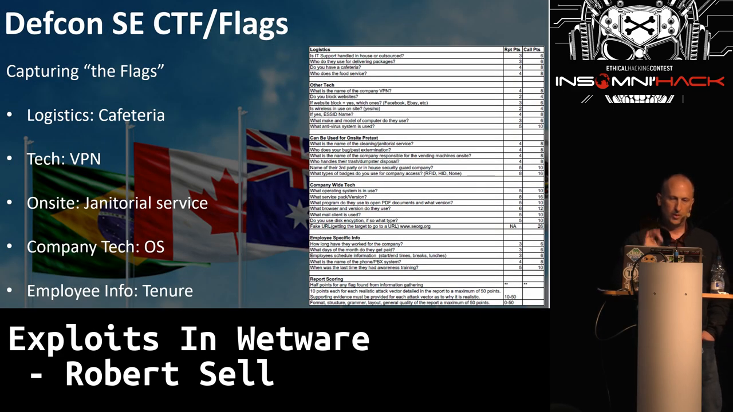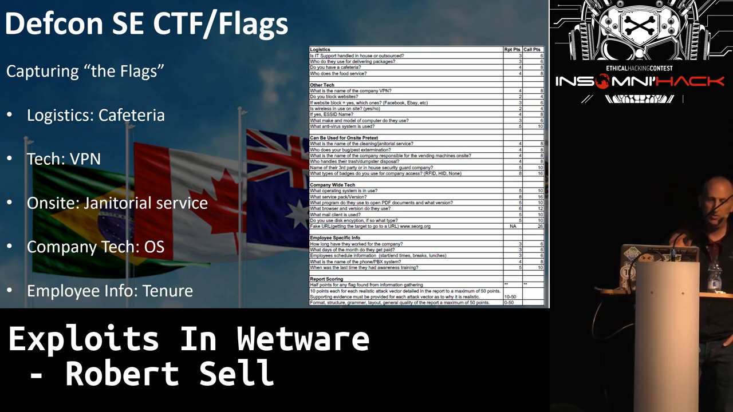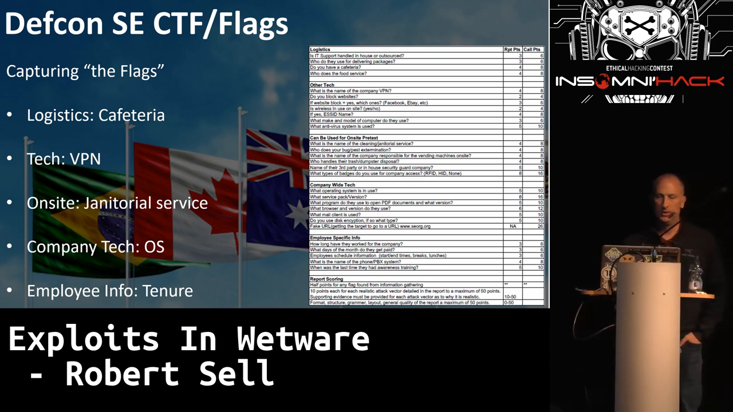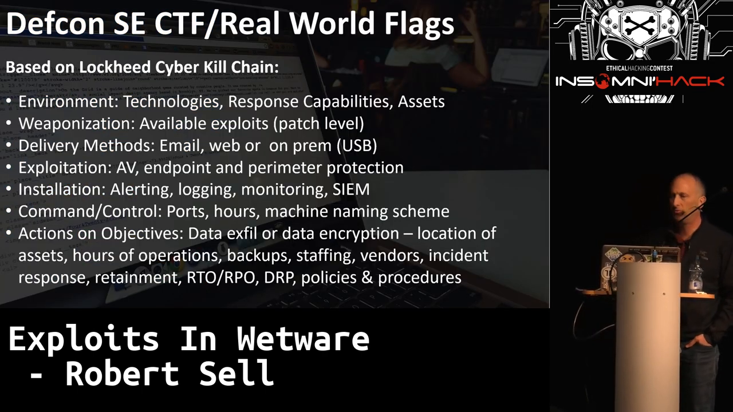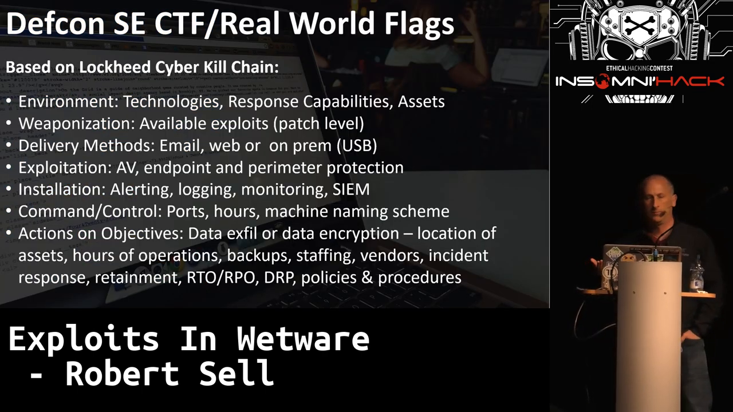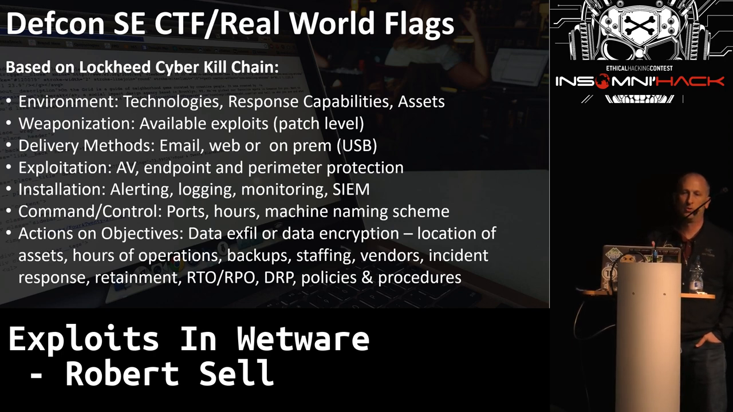So the flags that we see at DEFCON are pretty benign. You can't read this small print probably, but they're things like, your cafeteria. Who provides your food service? What's your VPN, janitorial service? What kind of OS do you have? How long have you worked for the company? So they don't sound too bad, but even these can be used to do a real attack. These are real flags that I would recommend, and which would be actually much more valuable.